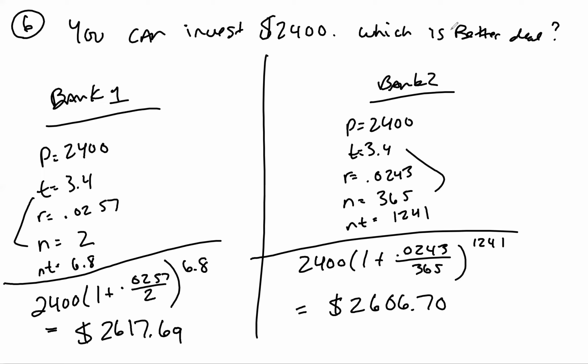And so now you have two values, and what you're going to have to do is compare them. Obviously, if you're putting money in the bank, you want to get the most money back. And so which one's greater, 2,617 or 2,606? So clearly you're going to mark this one. And then in Hawks, there's going to be the little symbols beside the banks, bank 1 and bank 2. You're going to click in bank 1. And now you're done.